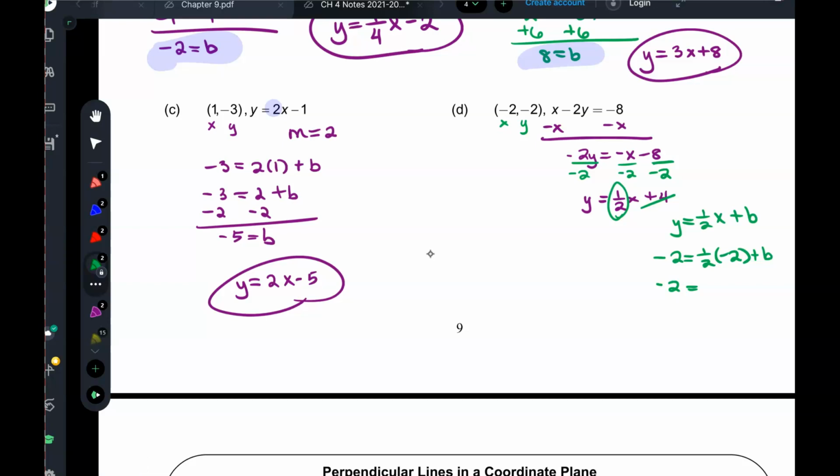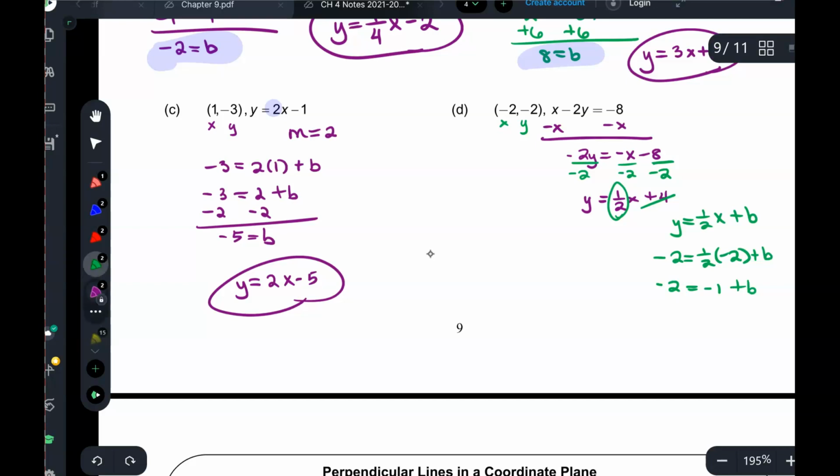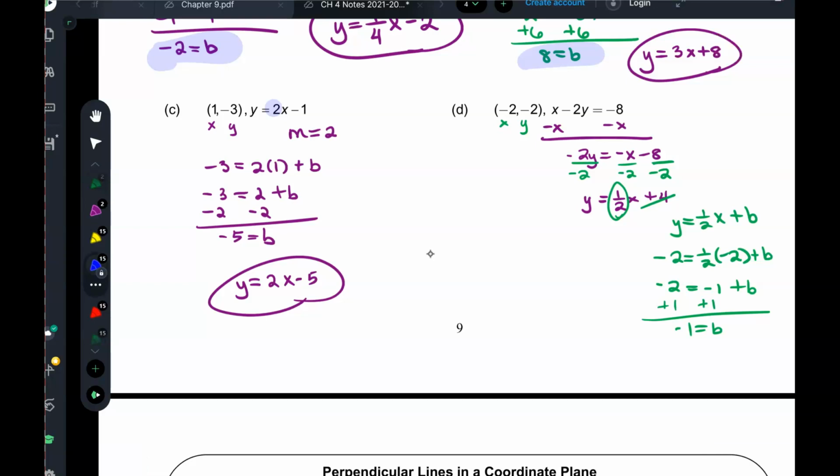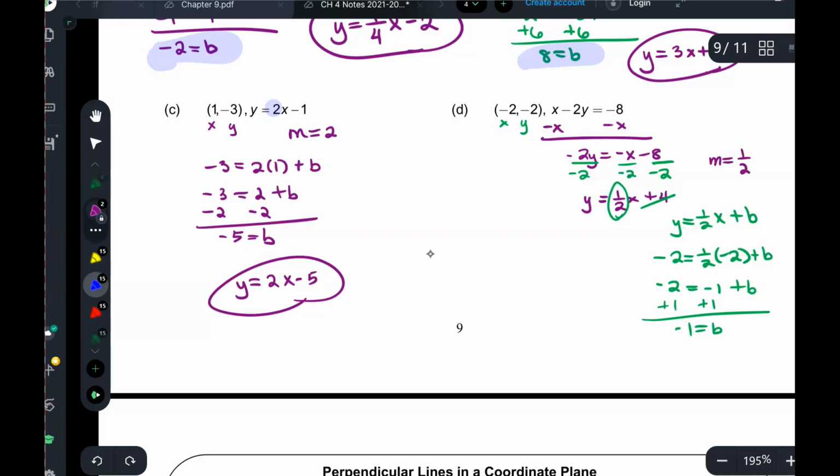So 1/2 times -2 is going to give us -1. And then when we add 1, we get -1 for b. Now we go back, because again, what did we get for our slope here? We said slope was 1/2, so I'm using the slope of 1/2, and I'm using a y-intercept of -1. So it's going to be y equals 1/2 x minus 1.